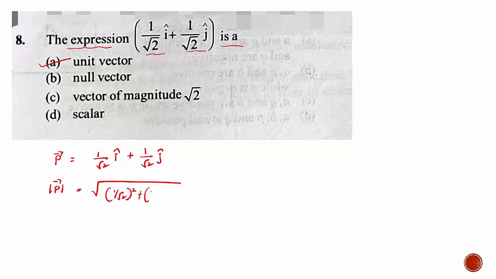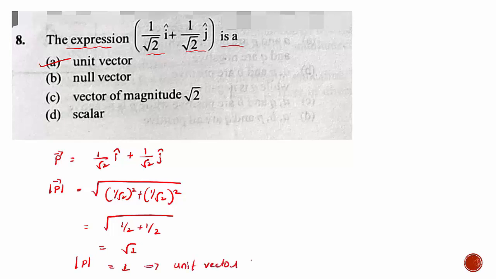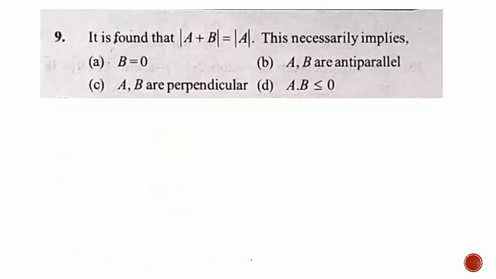I am going to consider vector P in general. It is given 1 by root 2 i cap plus 1 by root 2 j cap. This value is given. Let us find its magnitude. Mod of vector P equals square root of (1 by root 2) square plus (1 by root 2) square, or we will get 1 by 2 plus 1 by 2. So that gives root 1, which is equal to 1. So the magnitude of the vector is equal to 1. Which vector is that? It is a unit vector. So option A is the right answer.